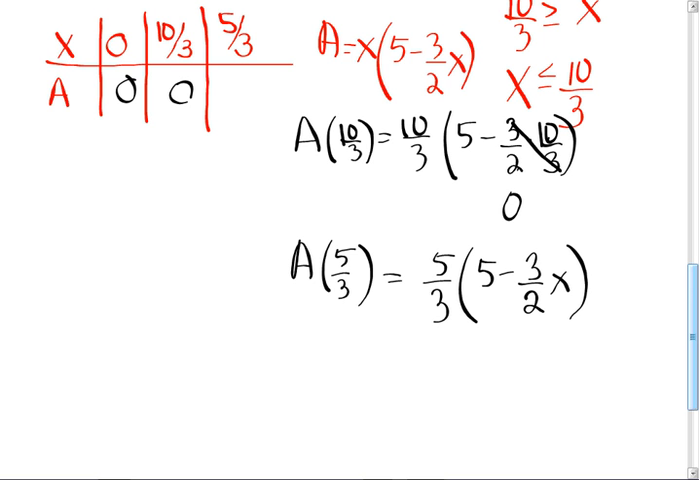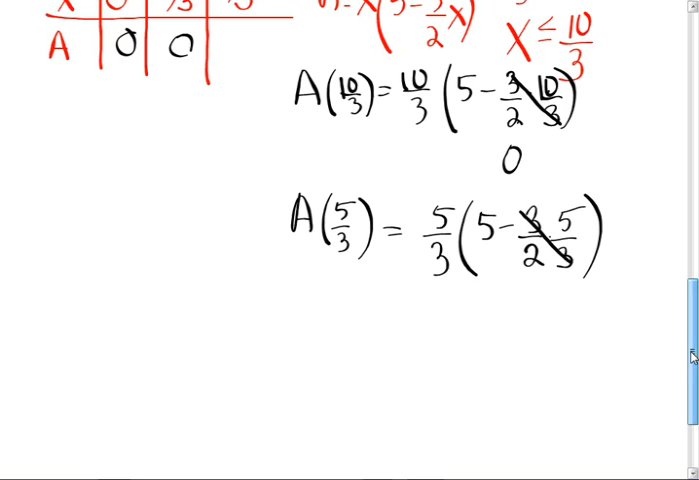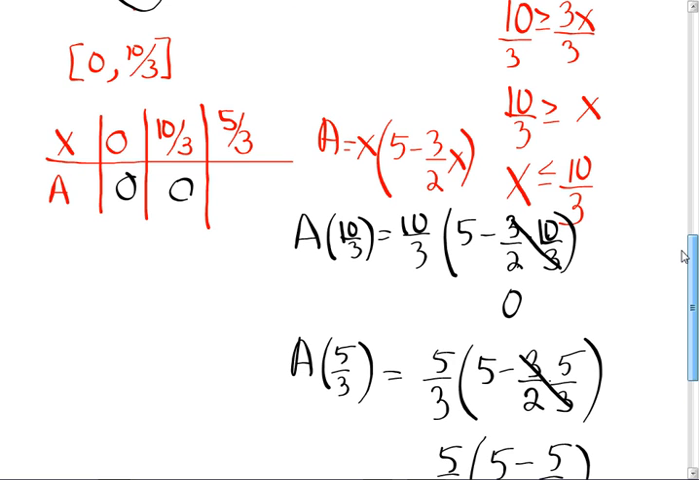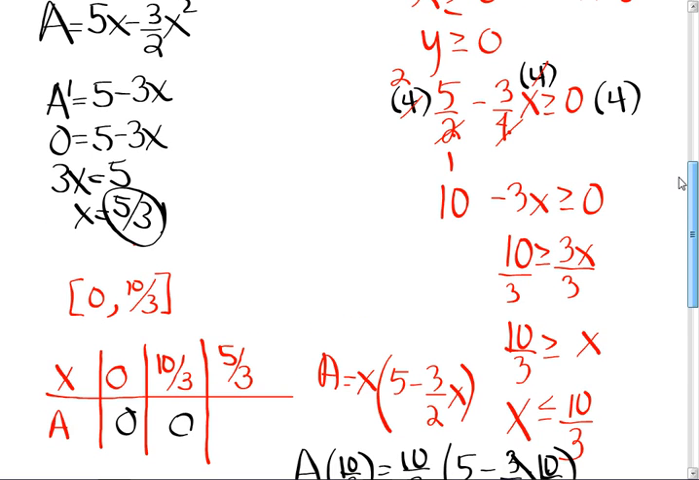Whoops, forgot to put my 5 thirds in there. Sorry. Times 5 thirds. What happens to the 3's? They cancel. And I don't really care if I simplify, but you probably want to know what it is. So it's 5 minus 5 halves. Why did I do what? I'm evaluating the area function at 5 thirds. That was when my derivative was 0. Because that's when my derivative was 0.